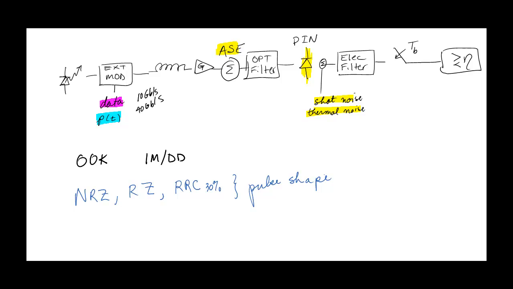We will include one fixed optical filter, and that is present mostly to filter the very wideband ASE noise. We will consider two types of electrical filter. The first, the matched filter, and the second, a Bessel filter. The matched filter will of course change as we change the pulse shapes. The matched filter shape will also change.